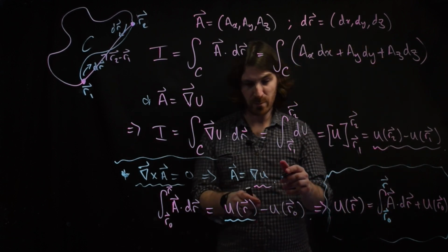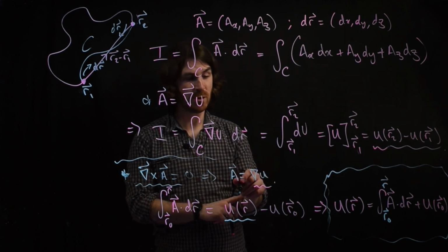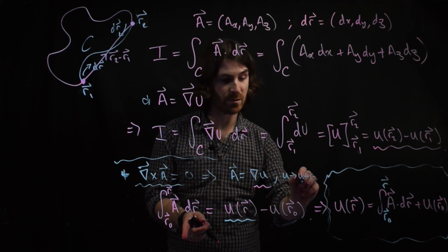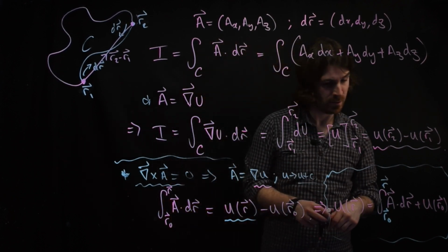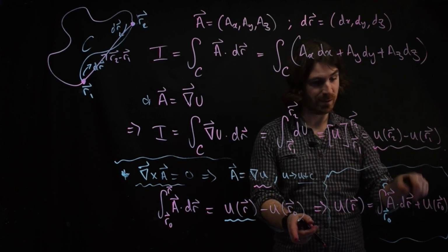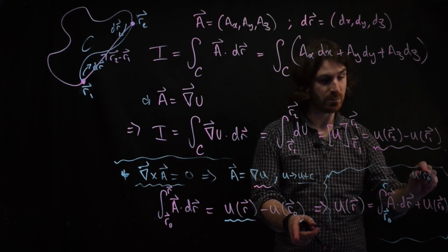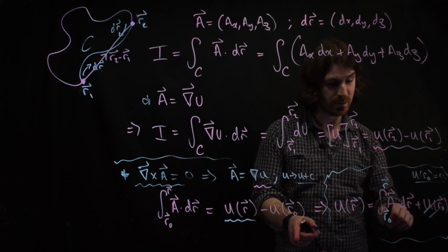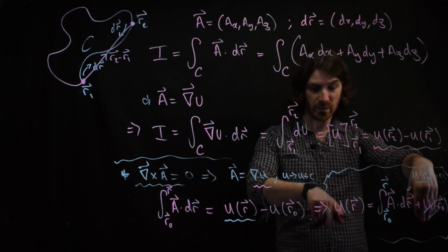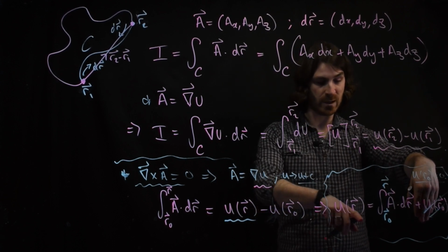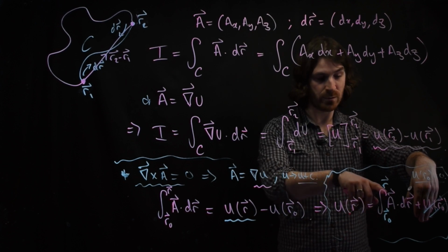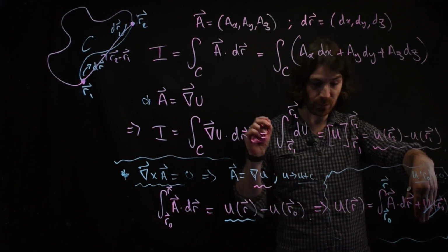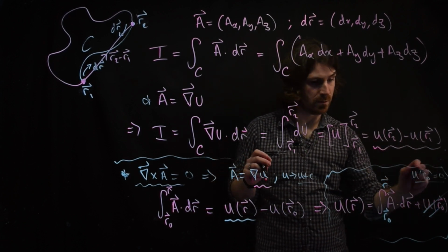Now, if you remember, you can choose u up to a constant. So if you choose u as u plus some constant, then this doesn't change A. So we can just choose u of r0 to be 0, as a convention, and then we just have this thing. So our potential at r is given by the integral from r0 to r of A dot dr, where it's understood that the potential at r0 is equal to 0.